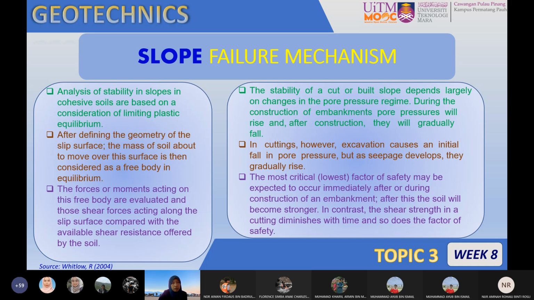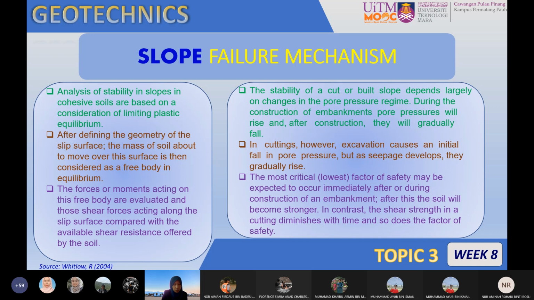And the most critical, lowest factor of safety may be expected to occur immediately after or during construction of an embankment. After this, the soil will become stronger. In contrast, the shear strength in a cutting diminishes with time, so the factor of safety will be affected. So when you are dealing with the cutting slope or the embankment slope, we have to identify the best strength parameters to be used in analysis, whether it is considered as a total stress analysis or effective stress analysis.